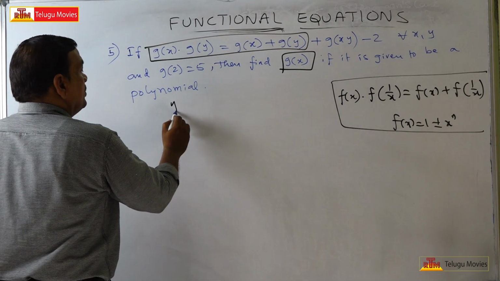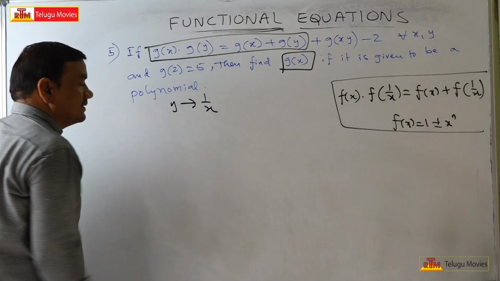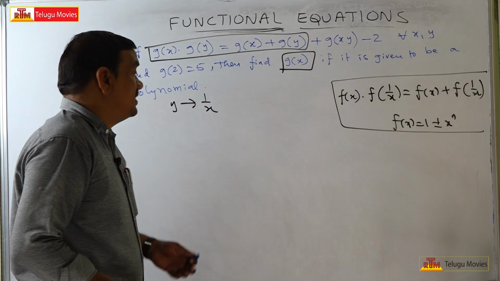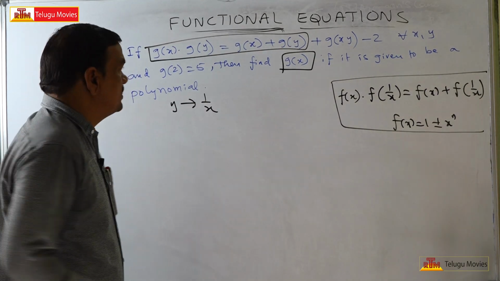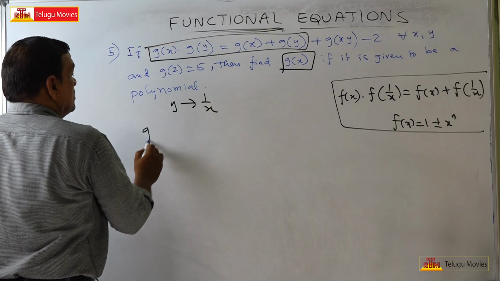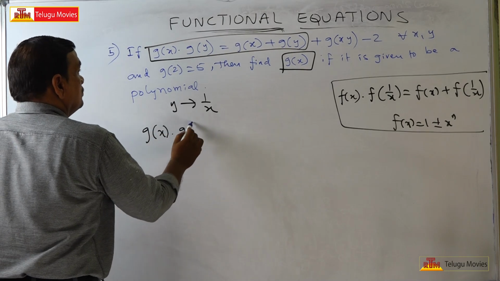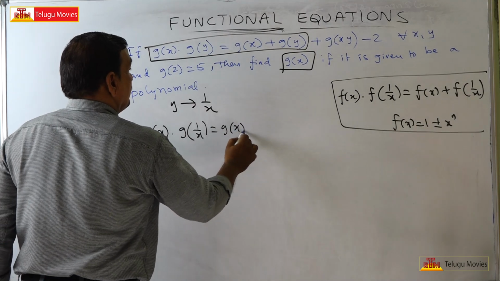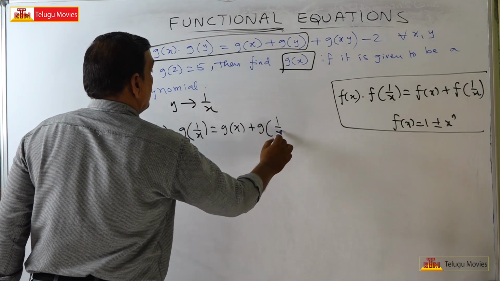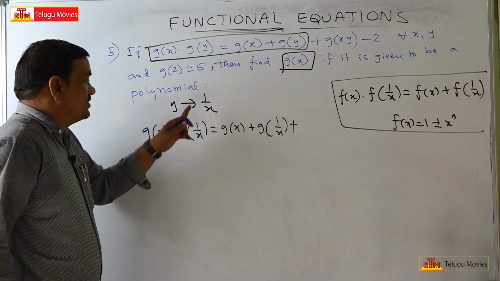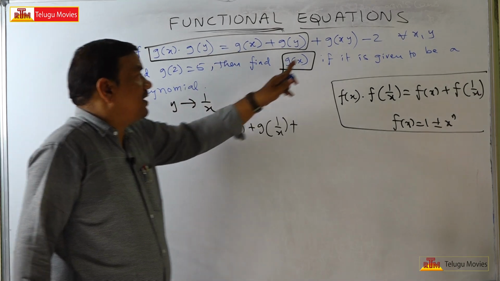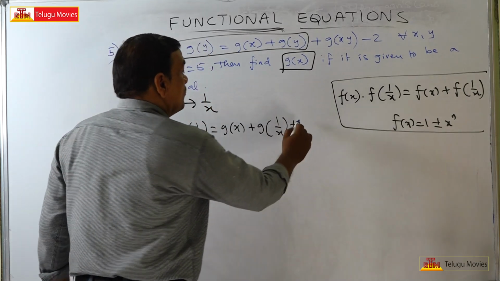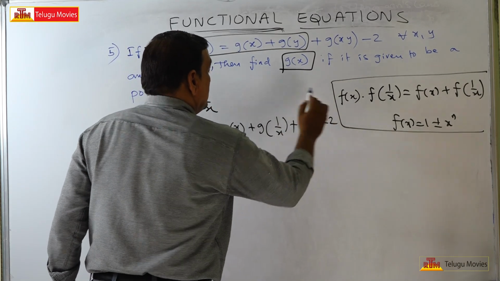How? By putting y is equal to 1 by x. x and y are just variables, we can put whatever we like. Y is equal to 1 by x. Then what happens, you see here. g of x into g of 1 by x is equal to g of x plus g of 1 by x plus, substituting y is equal to 1 by x, x gets cancelled, g of 1 minus 2.